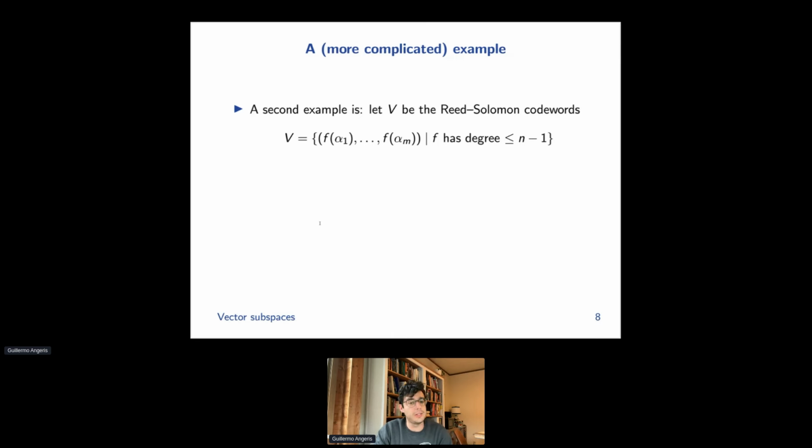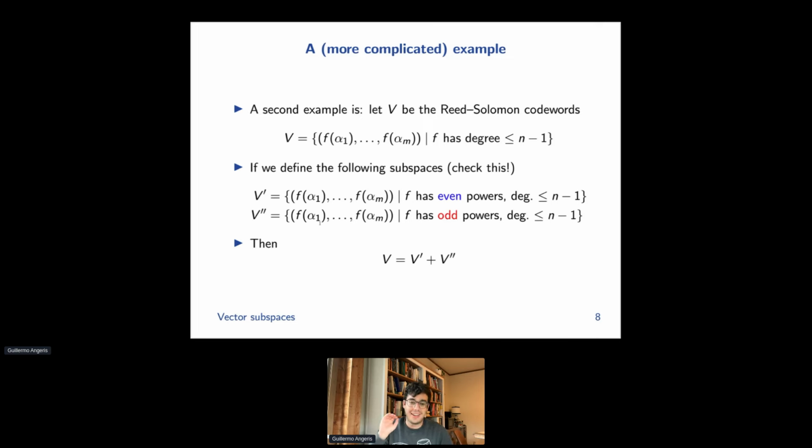And that vector space also itself has a structure that decomposes very nicely. Sorry, here's a lot of text on the page, and I apologize, but I'll give you a clearer description of what this means. If we define the following two subspaces, V prime is, again, the polynomial evaluations, except the polynomial only has even powers. So it only has the powers x to the 0, x squared, x to the 4th, x to the 6th, and so on and so forth. And the degree is less than or equal to n-1.